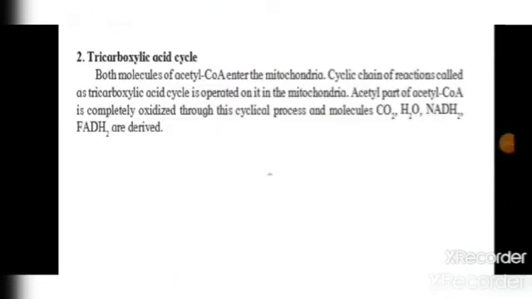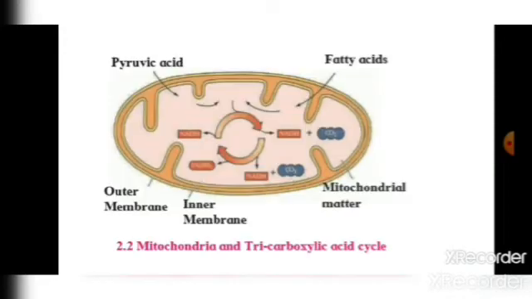Now let us go through the TCA cycle, or tricarboxylic acid cycle. When acetyl coenzyme A molecules enter the mitochondria, the TCA cycle chain reaction takes place in the mitochondria. Part of acetyl coenzyme A is completely oxidized, releasing molecules of carbon dioxide and water, and NADH2 and FADH2 are derived.